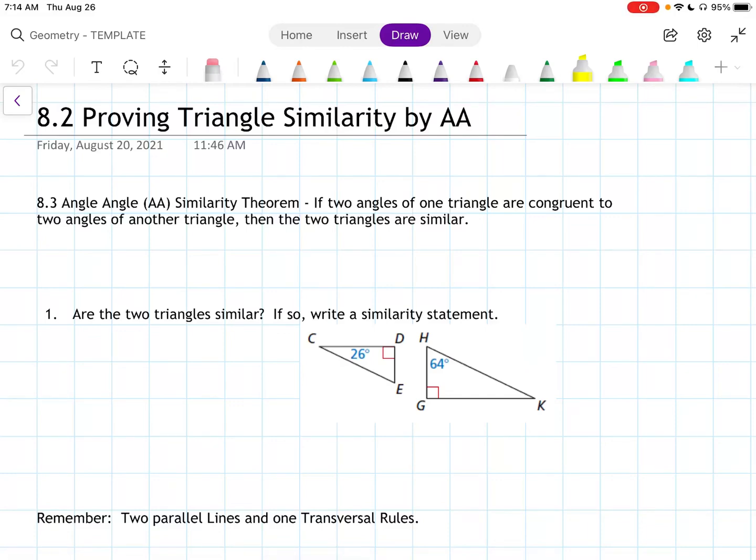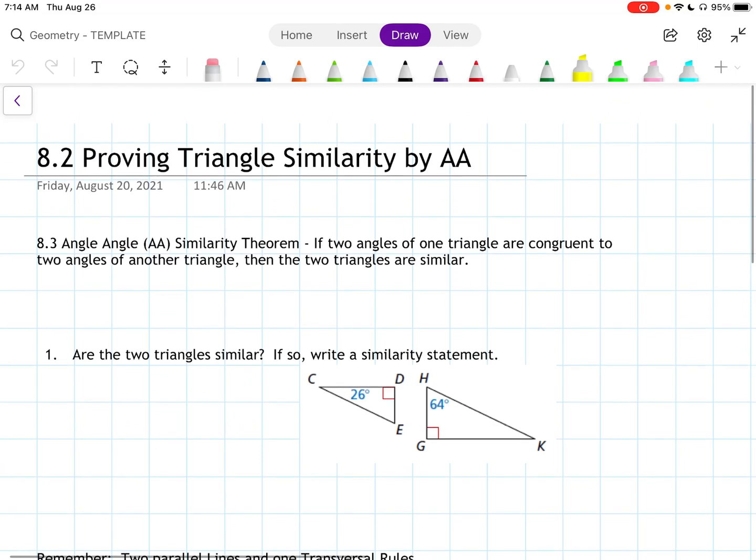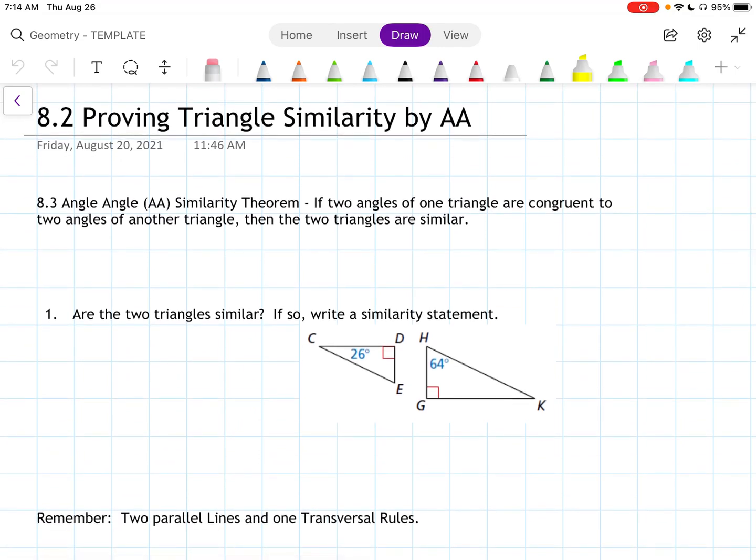All right, 8.2, proving triangle similarity by AA. That means angle, angle. These are going to be very short notes, just one problem here. And the homework is really just based off of this single theorem, okay?